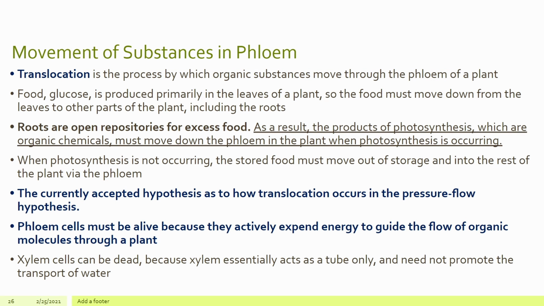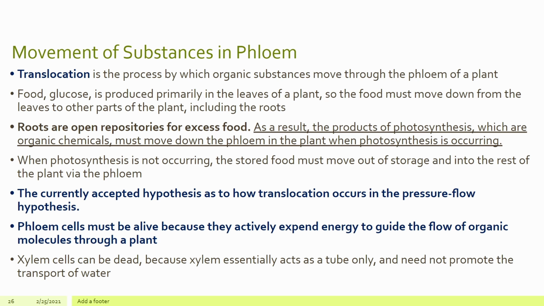And then we can also look at movement of substances in the phloem. We want to define translocation, which is a process by which organic substances move through the phloem of a plant. Things like food and glucose are all produced primarily in the leaves of a plant, so the food must move down from the leaves to other parts of the plant, including the roots. The roots are good storage locations for excess food, so products of photosynthesis and other chemicals must be transported down the phloem when photosynthesis is occurring. When photosynthesis is not occurring, the stored food must move out of storage and into the rest of the plant via the phloem. The currently accepted hypothesis as to how translocation occurs is the pressure flow hypothesis.